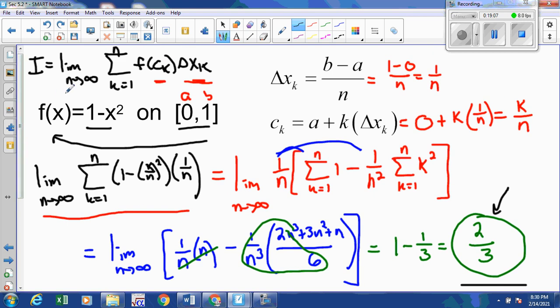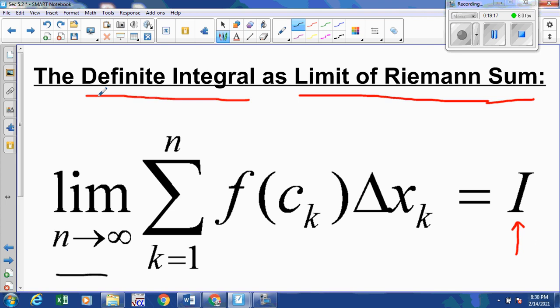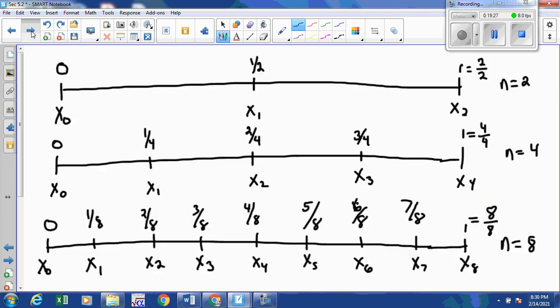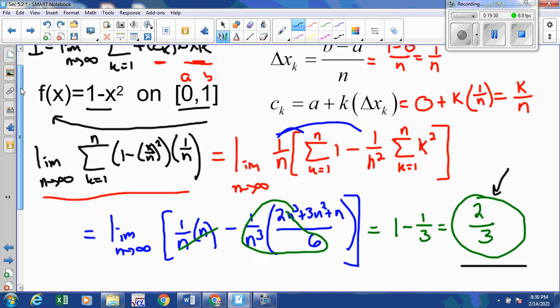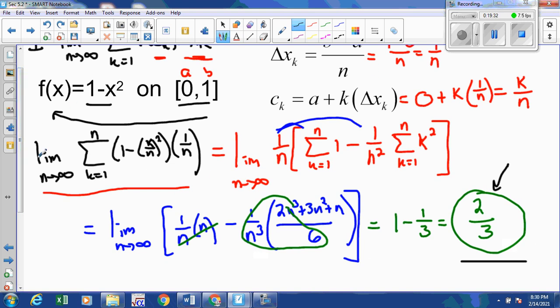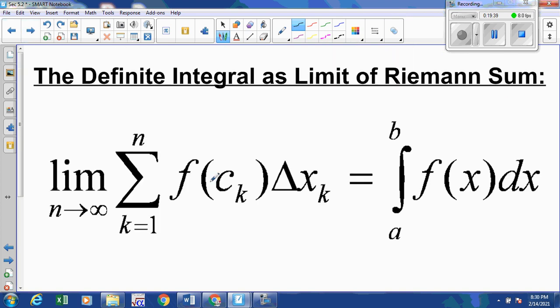We are looking at the limit as n goes to infinity. We are summing up an infinite number of rectangles. This is the definite integral. This is the exact answer when we take this limit of this Riemann sum. Now, instead of having to write this out as this long limit notation, we have a shorthand that we like to write this as. And we write it as this definite integral right here.